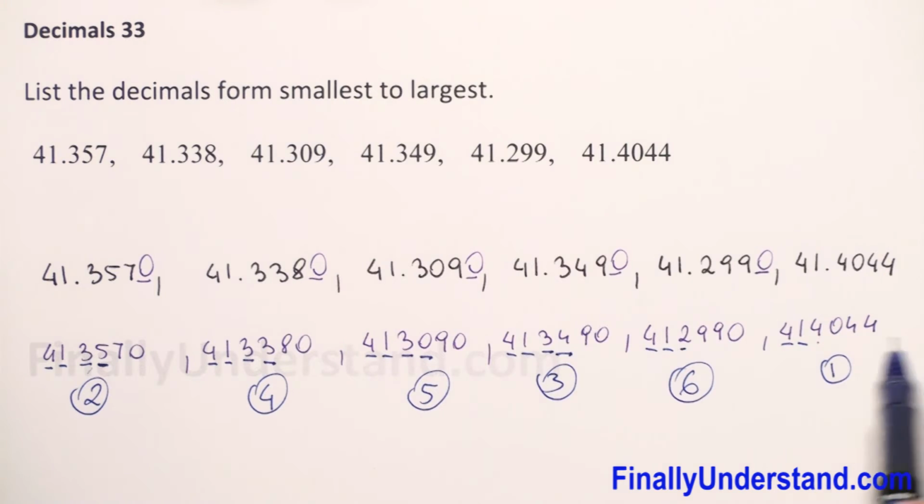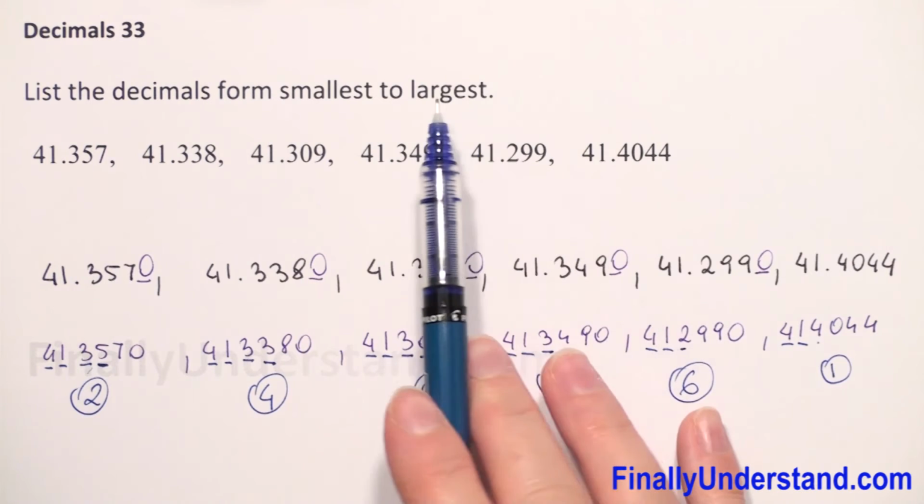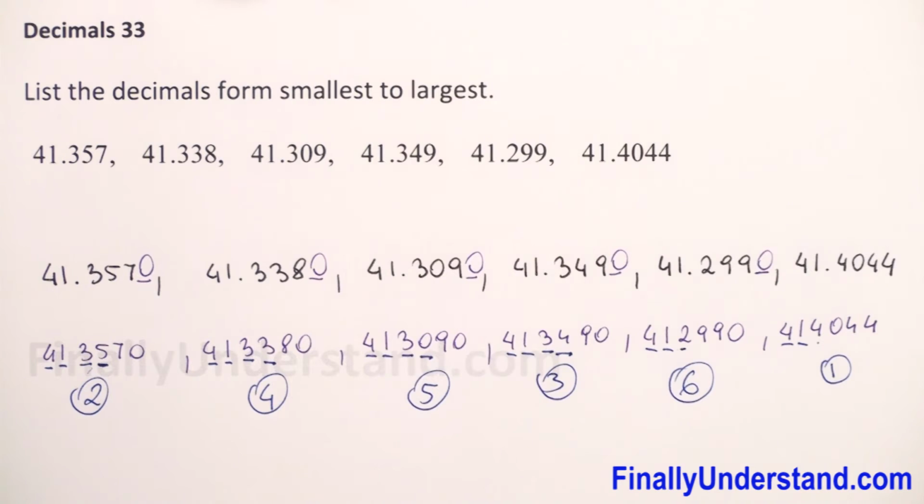So now I wrote these numbers from the largest, but because we need these numbers from the smallest to the largest, first I will write them from the largest to the smallest. At the end, I will rewrite them from the last number to the first number, and I will have the decimal numbers in order from the smallest to the largest.